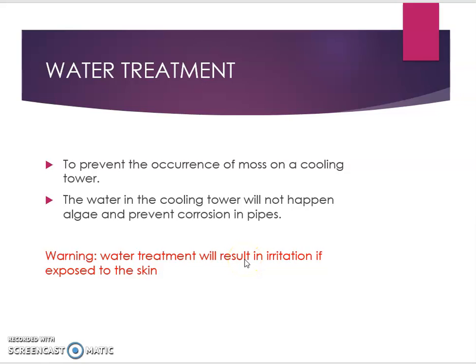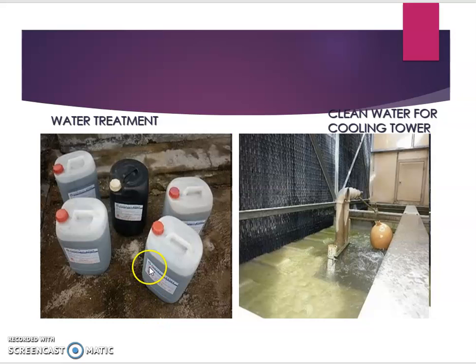So why do we do the water treatment? Because we want to prevent the occurrence of algae and fungi from growing in the cooling tower. By applying the water treatment chemical to the cooling tower, we reduce the risk of the growth of algae and mold, and also we prevent corrosion in the pipe. Usually for the maintenance personnel, the water treatment chemical can cause irritation, because it can irritate the skin if it is exposed to the skin of the maintenance personnel. This is an example of a bottle of chemical that we use for the cooling tower water treatment. So we have to make sure we have very clean water for our cooling tower to make sure we have very optimum cooling tower efficiency.